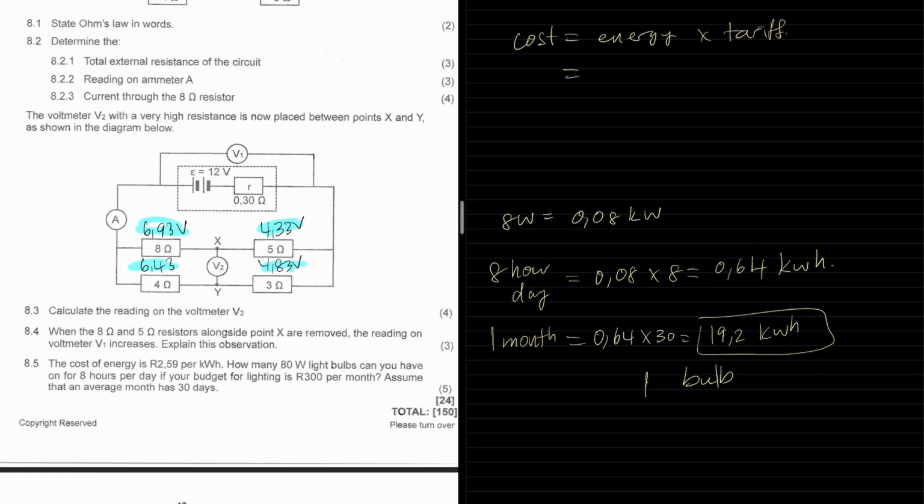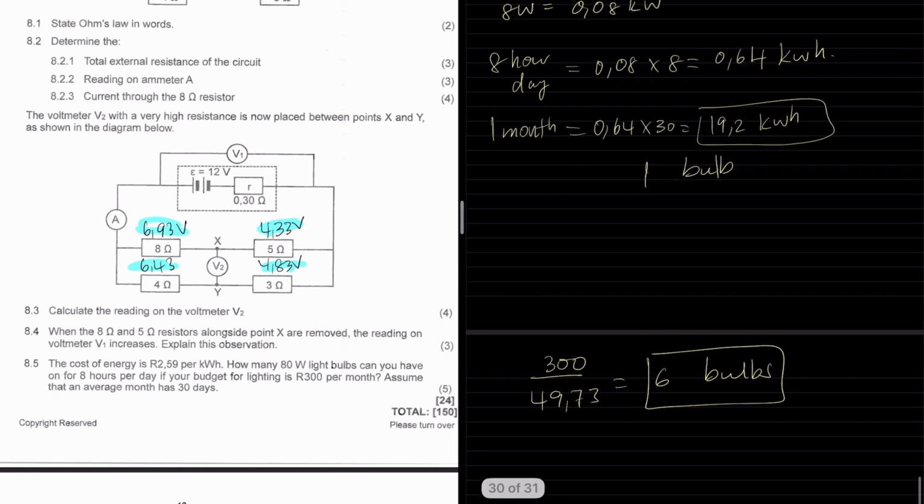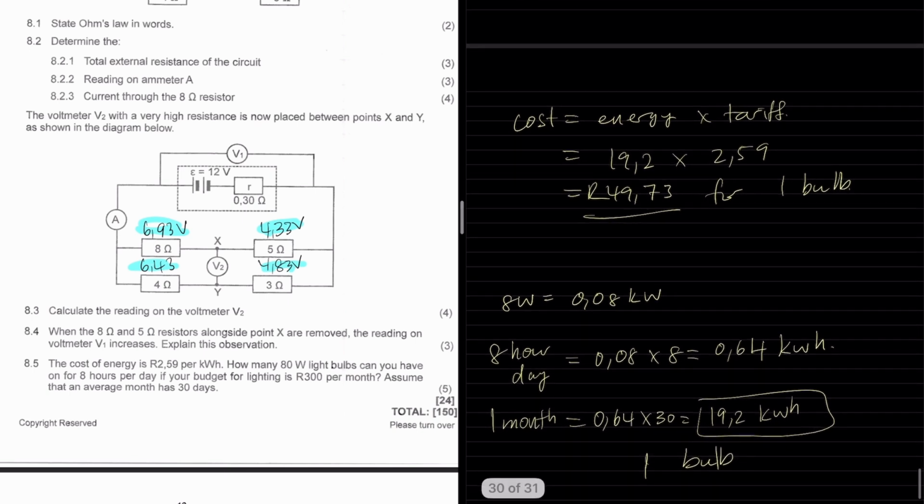So we can work out the cost for that 1 bulb. So 19.2 times 259. So that 1 bulb is going to cost 49 Rand 73 cents. So if you had 300 Rand and you wanted to work out how many bulbs you could use, you'll just need to say 300 divided by 49.73, and that is 6 bulbs. You can have 6 bulbs on for 8 hours a day for 30 days if the bulbs are 80 watts.